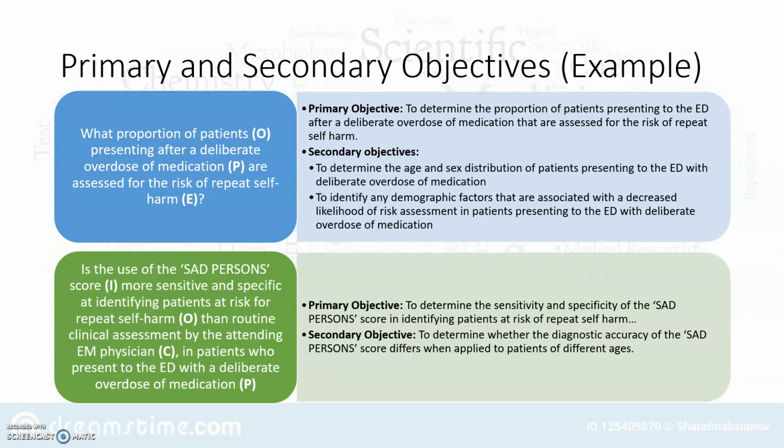Let's look at your PICO question, the assessment of the SAD PERSONS score. So your primary objective again stems directly from the research question, and it would be to determine the sensitivity and specificity of the SAD PERSONS score in identifying patients at risk of repeat self-harm. The secondary objective may be to determine whether the diagnostic accuracy of SAD PERSONS differs when applied to patients of different age groups, for example.